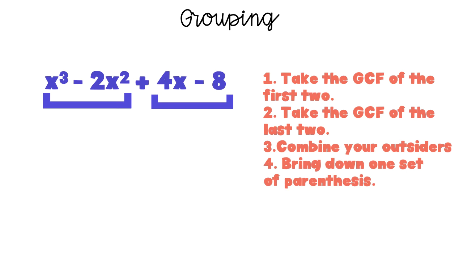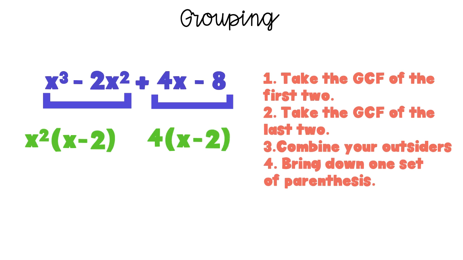I'm going to take a GCF out of the first 2 terms. X squared. What's left? X minus 2. Now I'm going to take a GCF out of the last 2 terms. 4. What's left? X minus 2. Your parentheses will always match. You see how I have x minus 2 and x minus 2 in both sets of parentheses? That should always happen or you are factoring wrong.